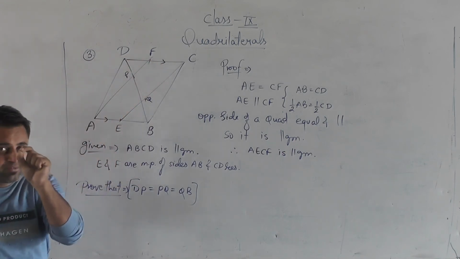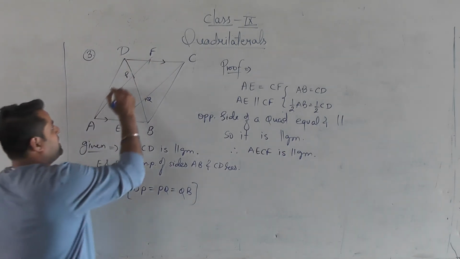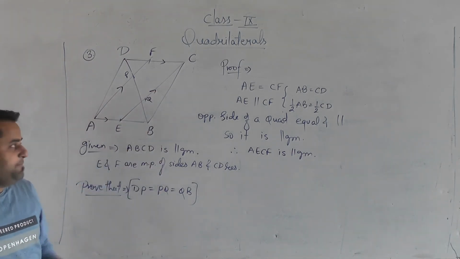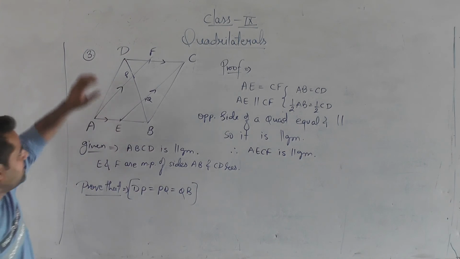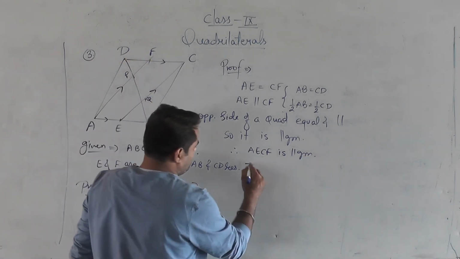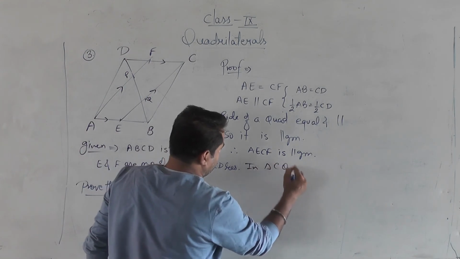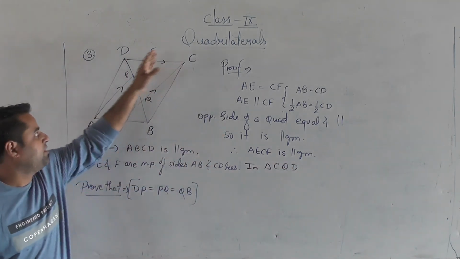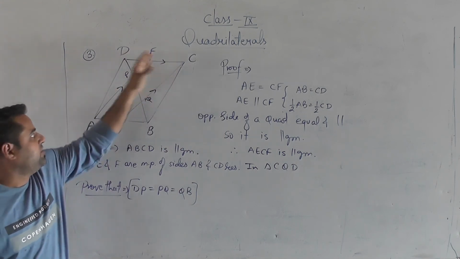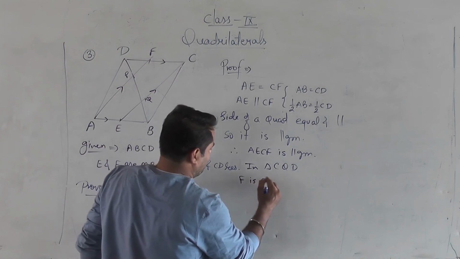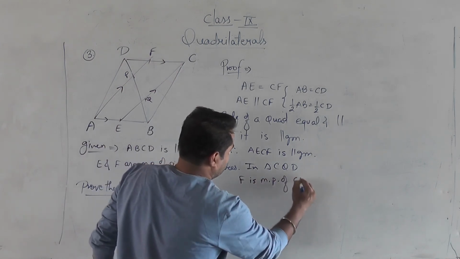So what is the meaning of that? The meaning of that is AF and CE are also parallel and equal. Okay. So let's start with that. So first, I am taking this triangle CQD. So now in triangle CQD, let's see that. In CQD, F is the midpoint of CD.